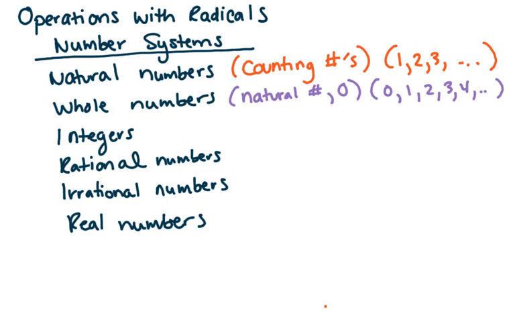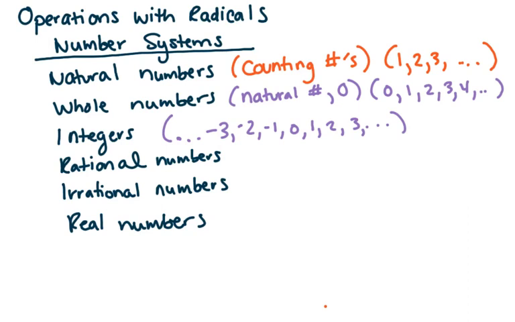And then integers. Integers are also going to contain natural numbers and whole numbers, but now we're adding on one more layer. Integers also include negative numbers, but they still don't include any decimals or fractions. Integers look like this: maybe -3, -2, -1, 0, 1, 2, 3. I'm going to put dots because they do continue. They go on forever.